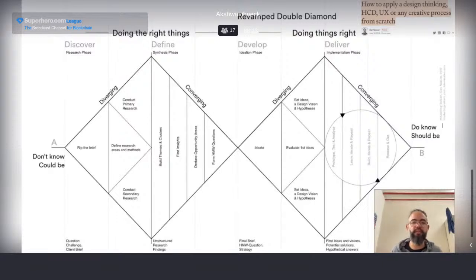This is a process of aggregating information with no judgment, just aggregate, because then in the definition phase we will start to converge that information. You will start to synthesize.